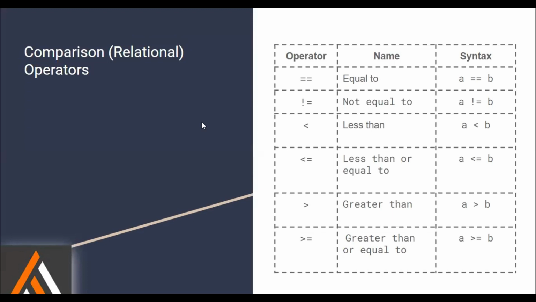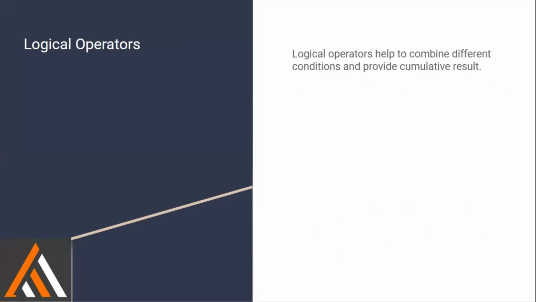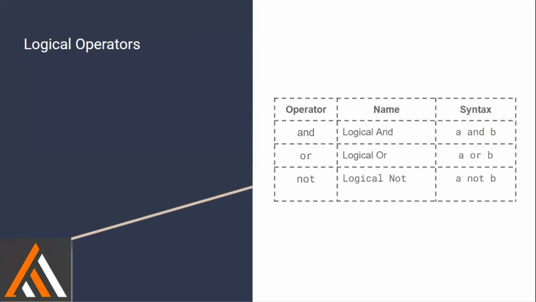Another operator in the list is the logical operator. Logical operators are like conjunctions in English. They help us to combine two or more statements. Similarly, when we are working in a program and using logical operators, they help us to combine different conditions and provide the cumulative result. There are and, or, and not operators. These are the three logical operators which we have.